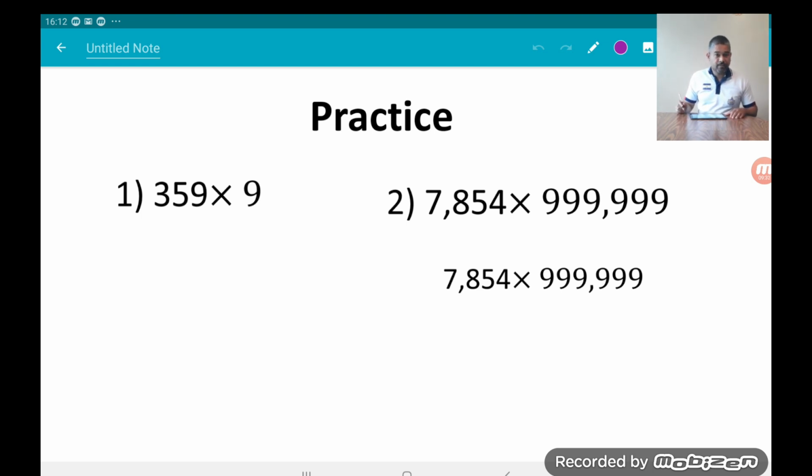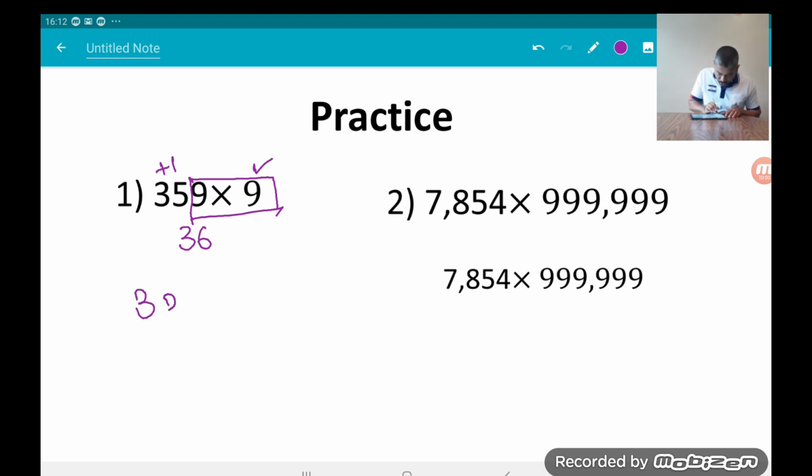359 times 9. So we have to memorize the rule now. So you have to look how many digits are here. So we have only 1 digit. So let's make the box. So we already created the box. Okay. And what is the number outside the box? That's 35. You have to add 1. What is 35 plus 1? 36. Now we have to subtract 36 from here. So what is 359 minus 36? So you get the answer 323. We get like this.